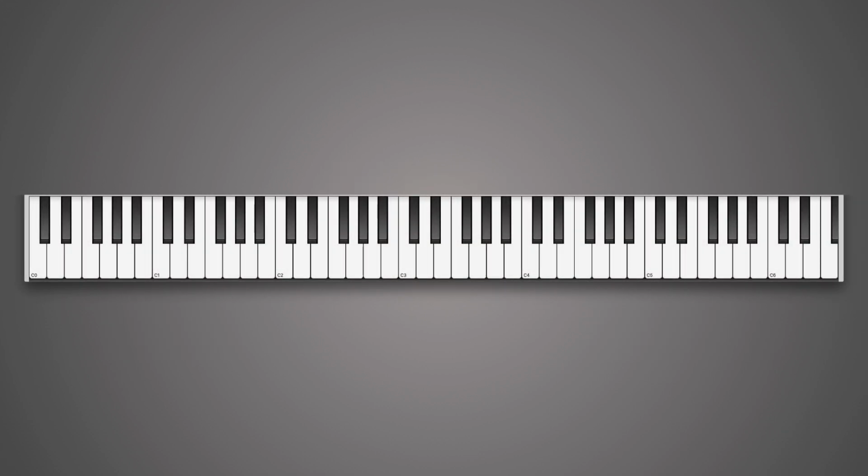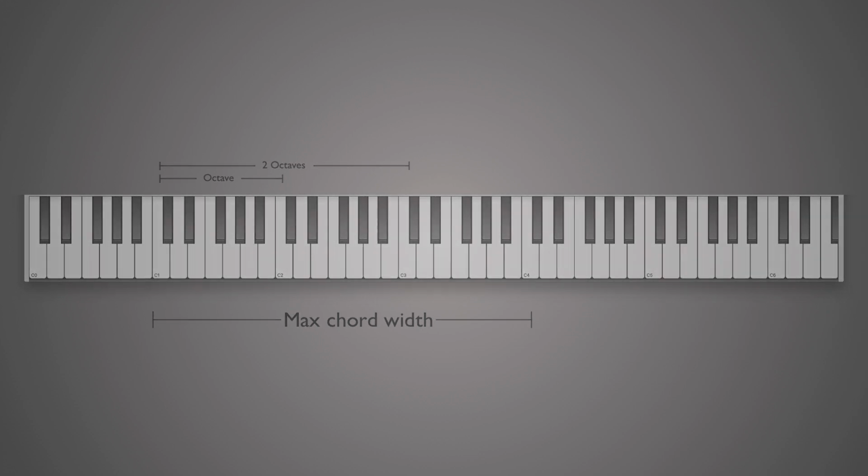Rule 2, chord width. The width of your chord should be less than 3 octaves. So if your chord started at C1, then the highest it should go would be C4. You'll see that my chords are usually not that wide. On average, it's between 1.5 octaves to maybe 2 octaves wide.